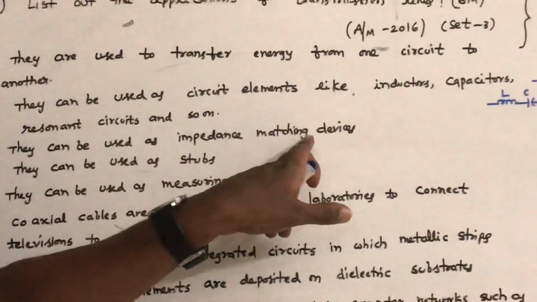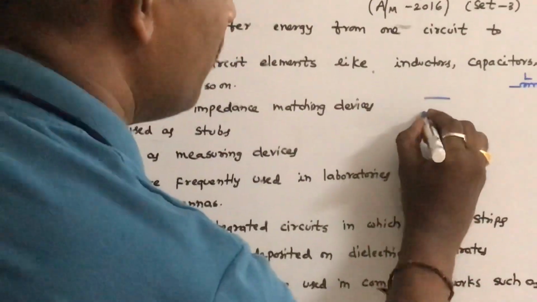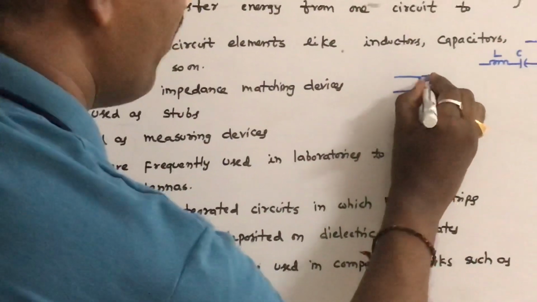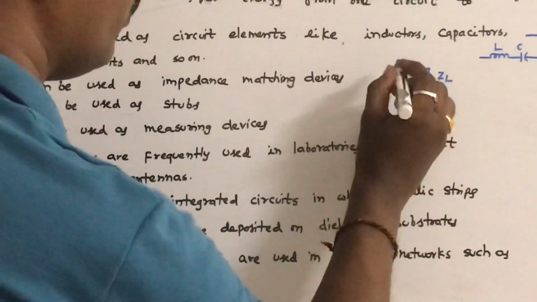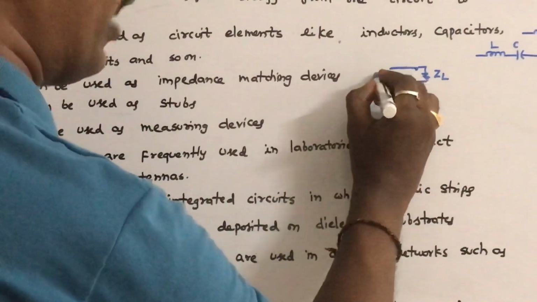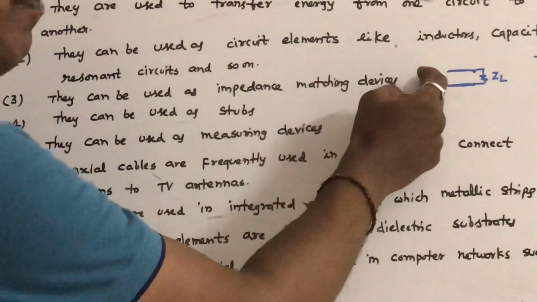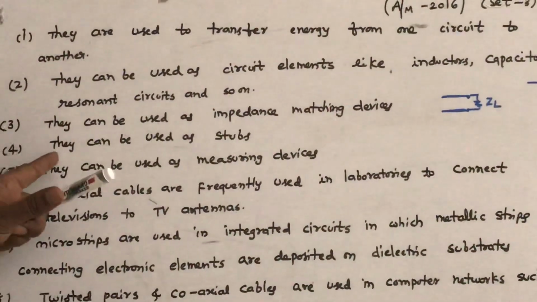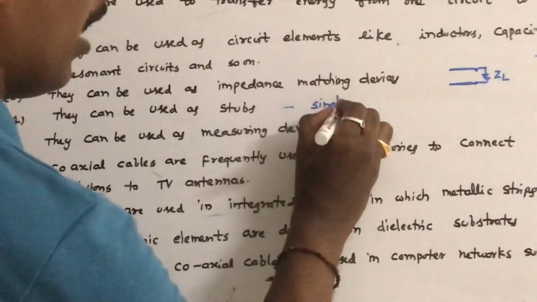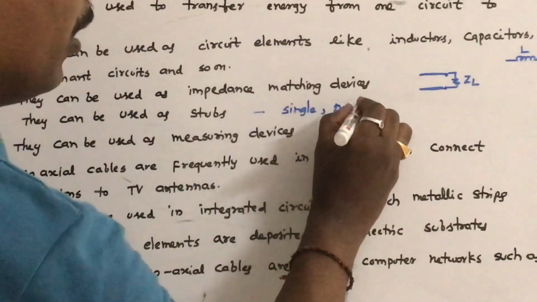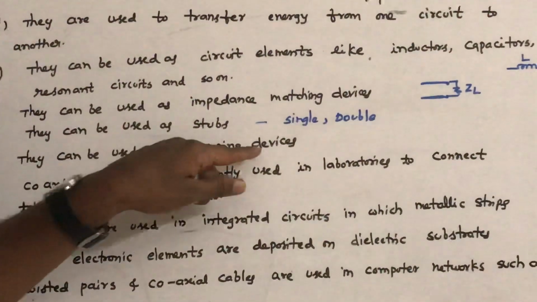They can be used as impedance matching devices. Suppose this is a transmission line, and you want to transfer maximum energy, maximum power to the load, then we use a transmission line for impedance matching to the source to transfer maximum energy to the load. Therefore this transmission line can be used as a matching device to transfer maximum power to the load. They can also be used as stubs. As you know, there are two kinds of stubs, single stub and double stub, which are also used for impedance matching.